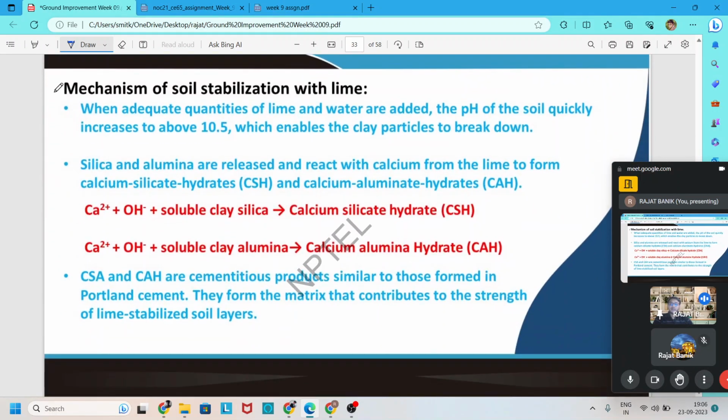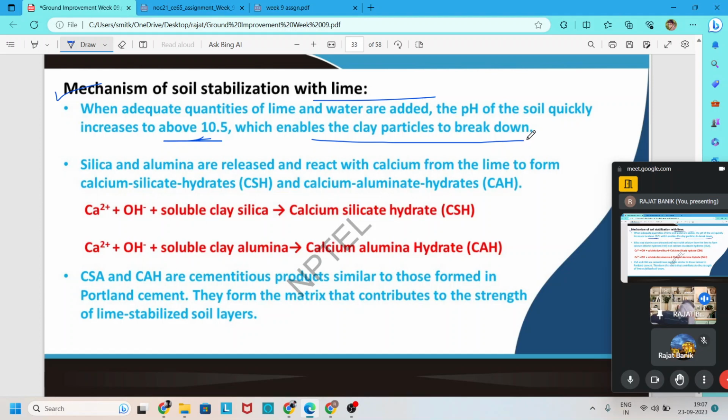Now we discuss the mechanism of soil stabilization with lime, how it happens in the actual field. It is said that when an adequate quantity of lime and water is added, the pH of the soil is quickly increased to about 10.5, which enables the clay particles to break.